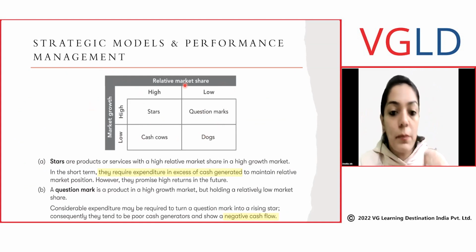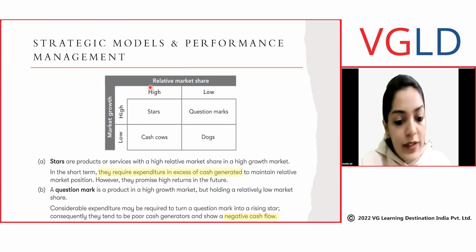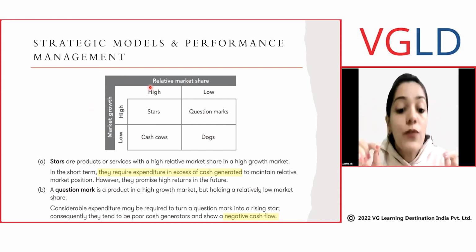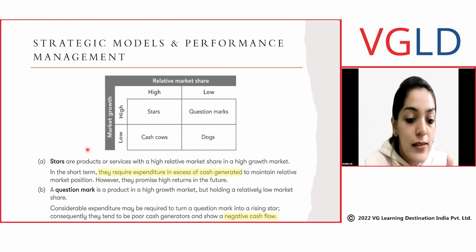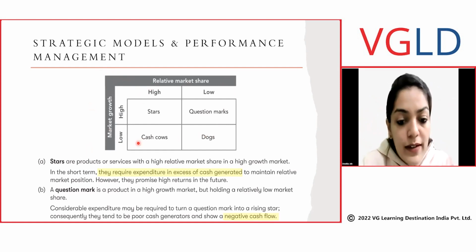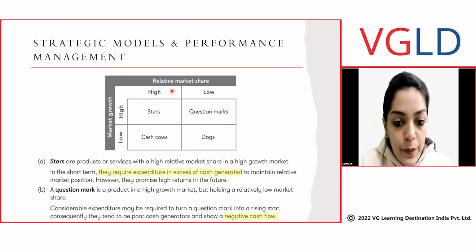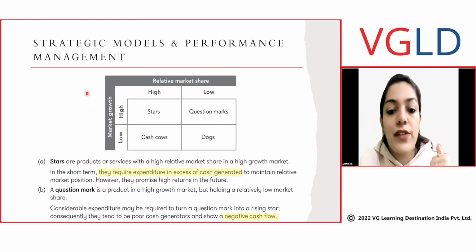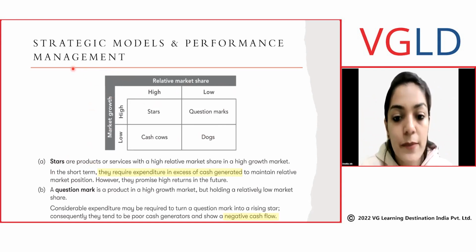You can copy this diagram. You will get the slides right after the class. So you can copy the small diagram and then in your words, write what stars are, what question marks are, everything. Don't copy this explanation, but copy this diagram. You can keep it in your Excel file. Okay, now let's talk about each one of these quadrants in detail.